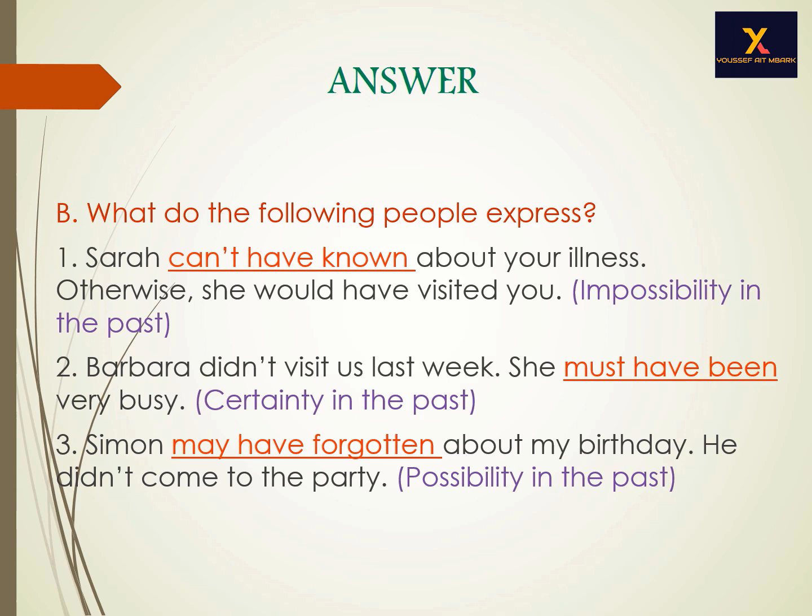Number 3, Simon may have forgotten about my birthday. He didn't come to the party. We have may plus have plus forgotten, which is the past participle of forget, and the modal may expresses possibility.